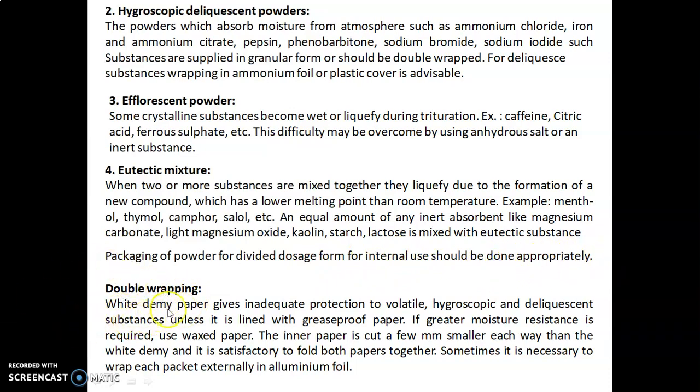Double wrapping: white demy paper gives inadequate protection to volatile, hygroscopic and deliquescent substances unless it is lined with grease-proof paper. If greater moisture resistance is required, use waxed paper. The inner paper is cut a few mm smaller each way than the white demy, and it is satisfactory to fold both the papers together. Sometimes it is necessary to wrap each packet externally in an aluminium foil. So in the next session we will discuss the actual experiment.